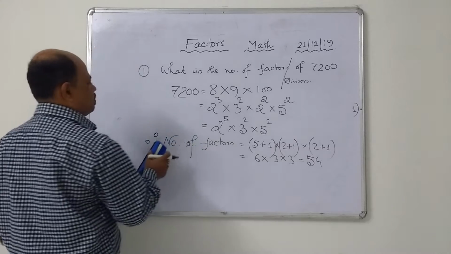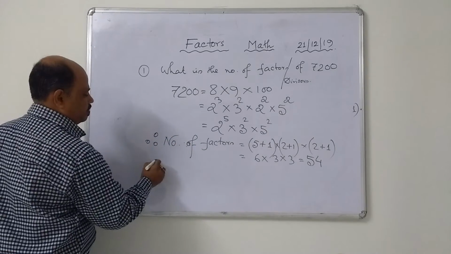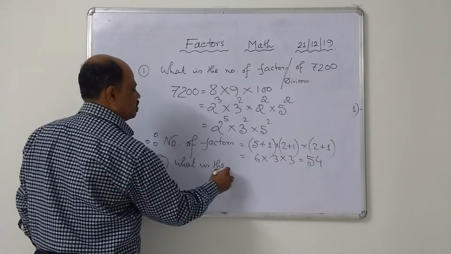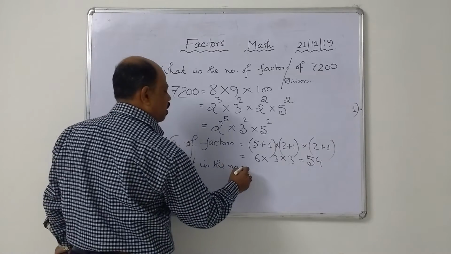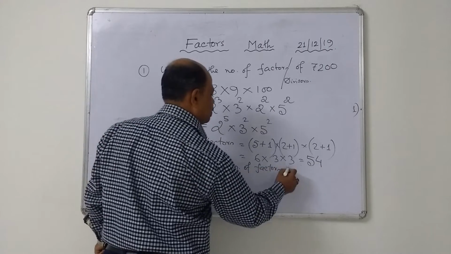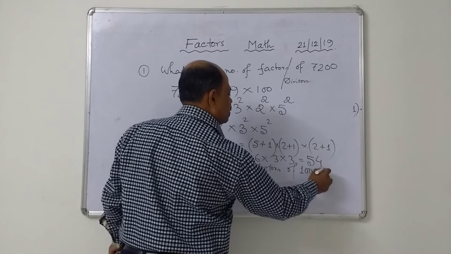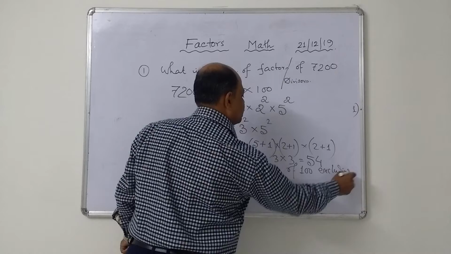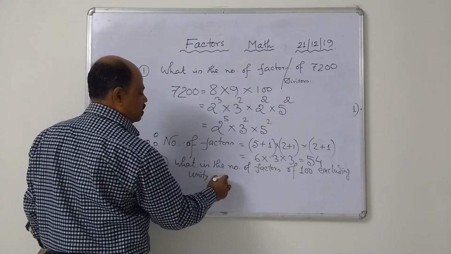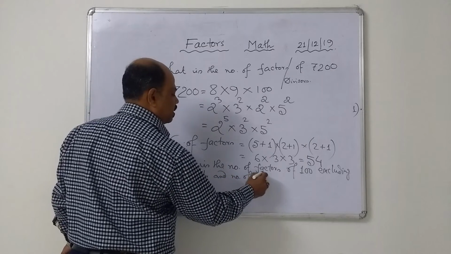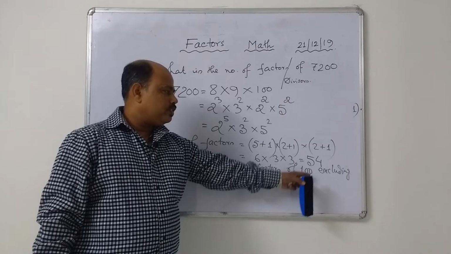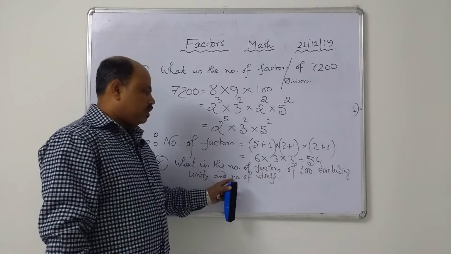Another question. What is the number of factors of 100 excluding unity and number itself?